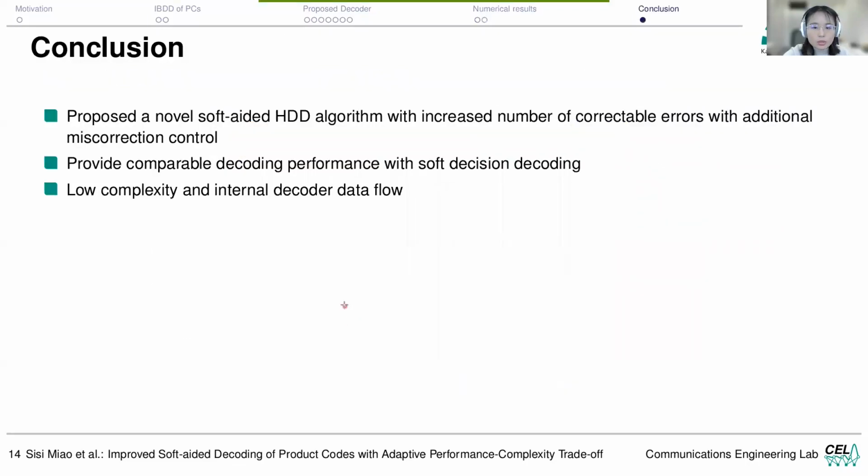Okay, that was all of my presentation. I conclude now. In this work, we proposed a novel soft-aided HDD algorithm, which at the same time increases the number of correctable errors, but also avoids miscorrections. And it can provide a comparable decoding performance with soft decision decoding, but the complexity is only a fraction.